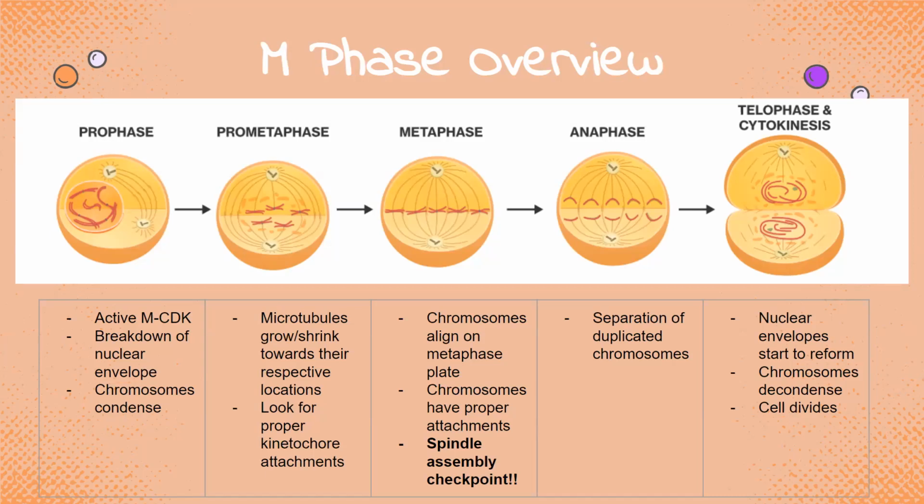The important thing I think is just that you know what all these phases are. So in prophase, we have chromosome condensation. Prometaphase, we are looking for our kinetochore attachments. So that's when we have that dynamic instability with our microtubules where they're reaching out and then pulling back to try to grab onto a kinetochore. Metaphase is where we line up our chromosomes on our spindles, and we have the spindle assembly checkpoint, which we will talk a lot more about. Anaphase is chromosome segregation, and telophase and cytokinesis is when we form our two daughter cells.